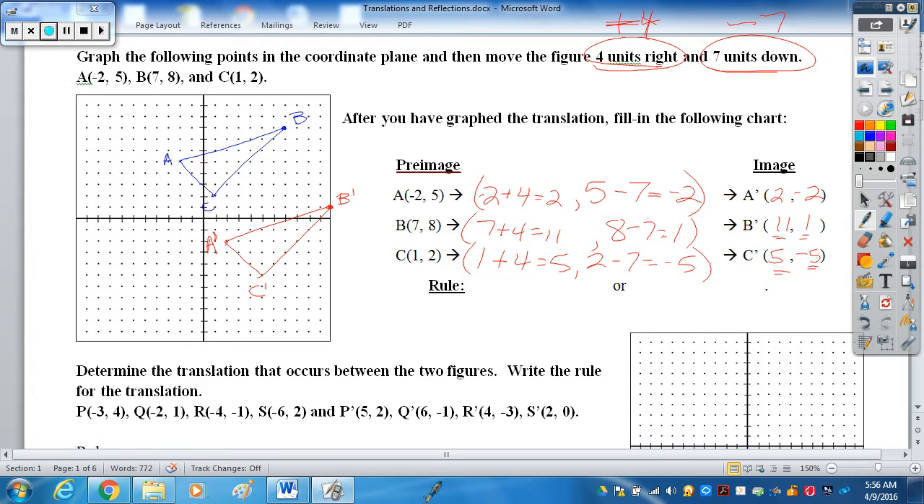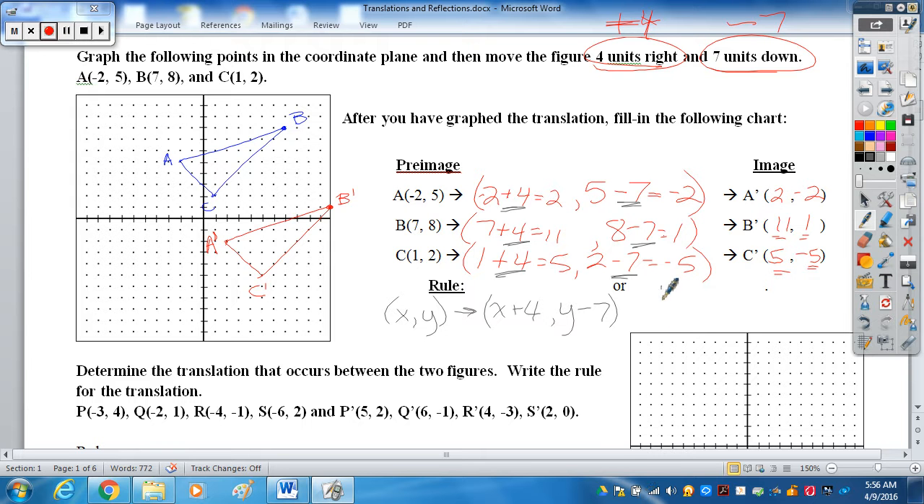And so, if you have the original x, y, when they write a new rule, they want to know what happened to that x, y. Well, if we look up here, we added 4 to each of the x's, so x plus 4, comma, and when we do the y's, we subtracted 7 from the y's, so y minus 7 would be the rule of that first one, okay?